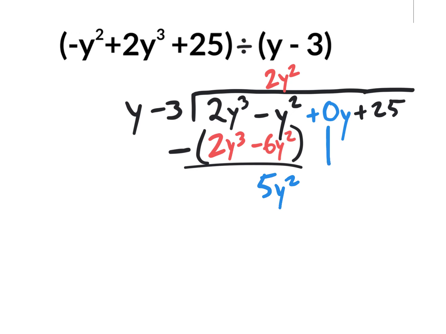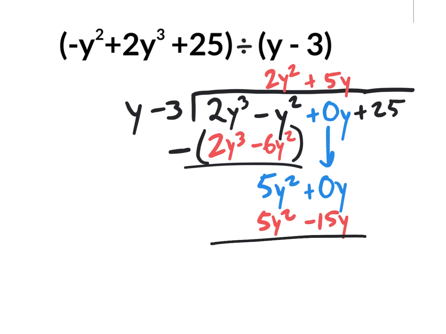We're going to take that 0y, we're going to bring it down, plus 0y. And then we think again, the first term, y times what will get us a 5y squared? A 5y. Positive 5y. And again, we want to stay organized. All the y squares above each other, all the y's above each other. Let's distribute that 5y times y. That'll give us a 5y squared. Let's distribute 5y times negative 3. That'll be a negative 15 with the y.